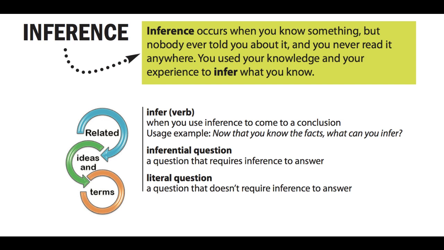So here we have a further elaboration of an inference. An inference occurs when you know something, but nobody ever told you about it, and you never read it anywhere, and you used your knowledge and your experience to infer what you know. This is a further elaboration of the simpler definition I gave before. It breaks down what infer is as a verb, which is when you use inference to come to a conclusion. And an inferential question is a question that requires an inference to answer, versus a literal question, which is just a normal question that you guys are used to.